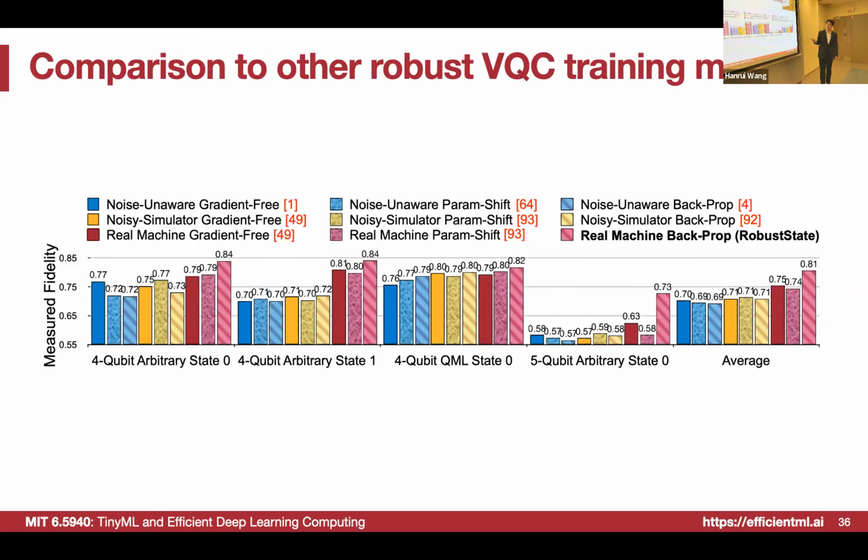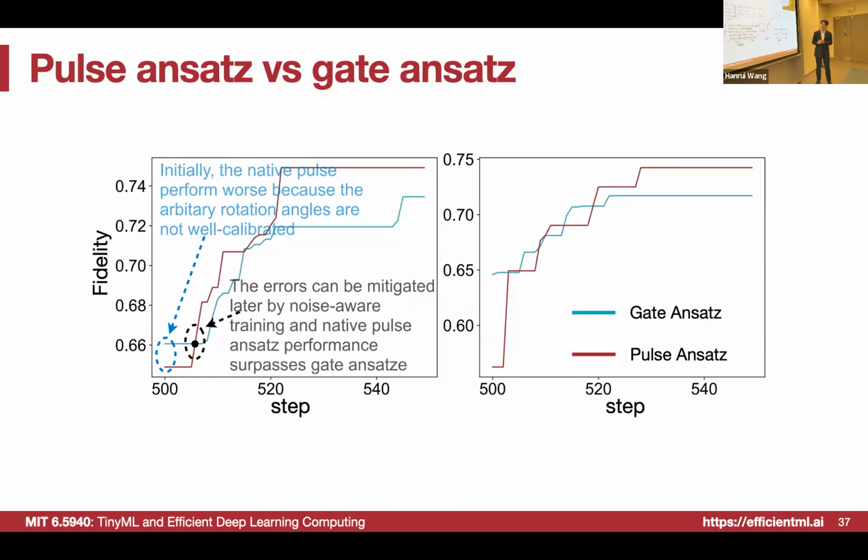And also, remember the grid of different ways to train the parameters, we can also achieve a better accuracy compared with noise-unaware search, or a noise-unaware parameter shift, or some gradient-free training method. So one very interesting phenomenon we find during this training process is whether we should use the pulse level changing of the gates, or just use the gate level decomposition.